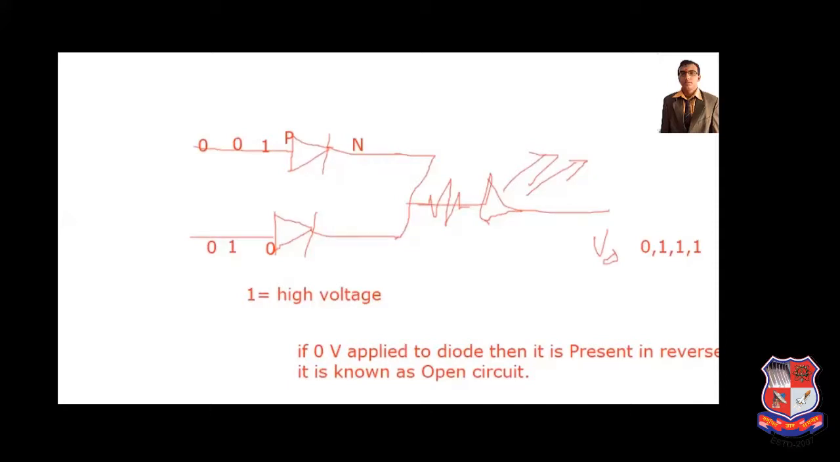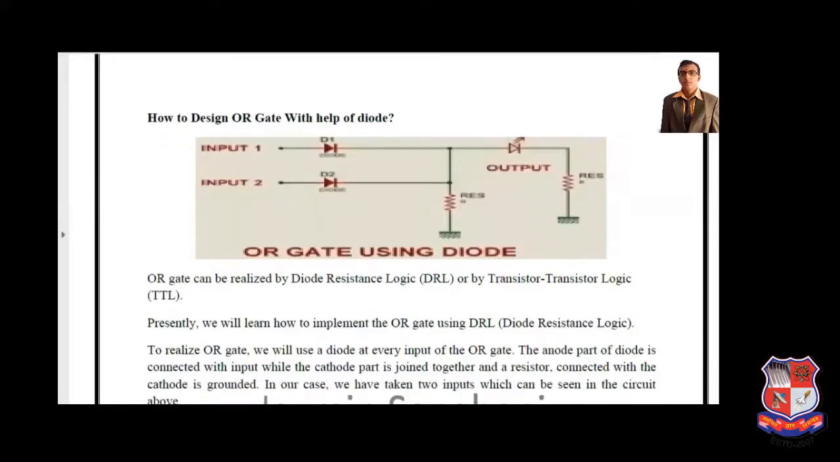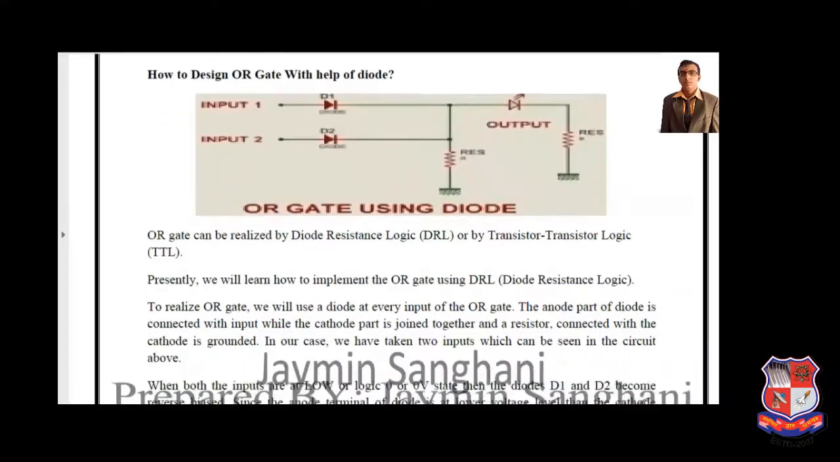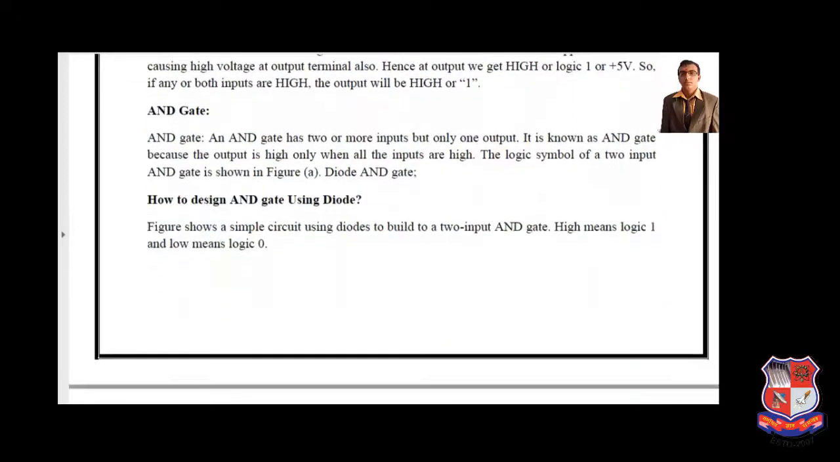Now we write the OR gate in one statement. It means: if you apply 0 0 input, then output is 0, and when any one input is 1, then output is 1. So this is the correct explanation. Whatever I have spoken here, 1 means plus 5 volt, positive 5 volt.